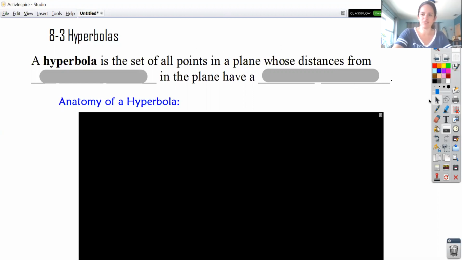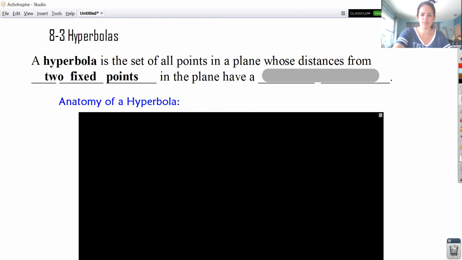So a hyperbola's definition is very similar to an ellipse's definition in the fact that it's the set of all points in a plane whose distances from two fixed points in the plane. But now instead of having a constant sum, so that you would add those up and be the same, which is the definition of an ellipse, a hyperbola is that those distances have a constant difference. So 9 minus 2 is 7, 10 minus 3 is 7, etc., right? So that whatever the lengths are, their difference when you subtract them would be constant.